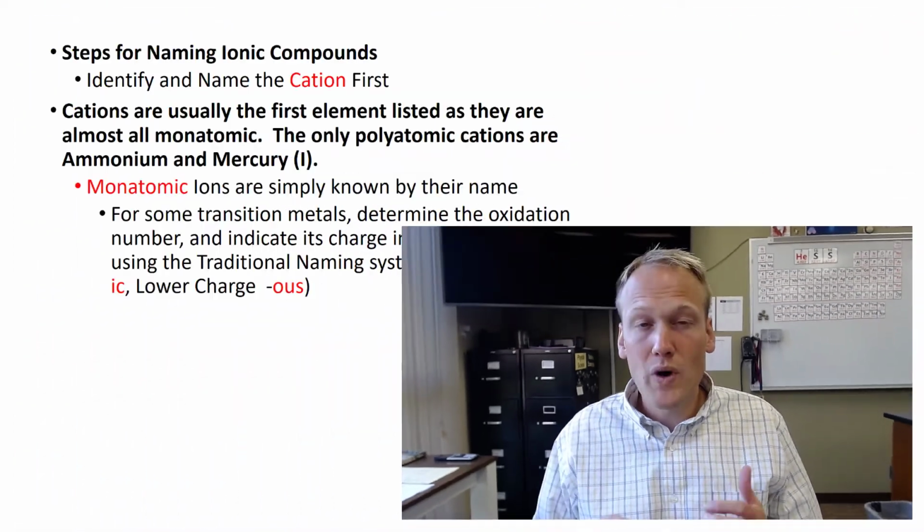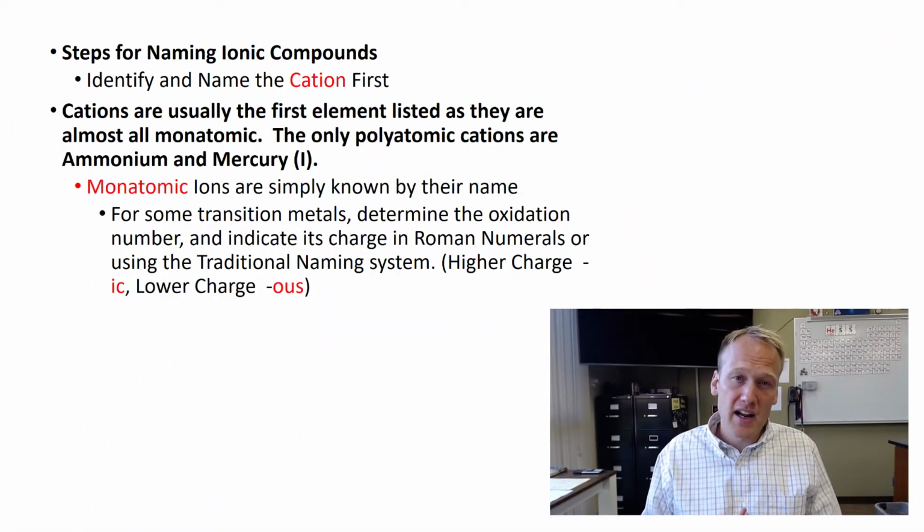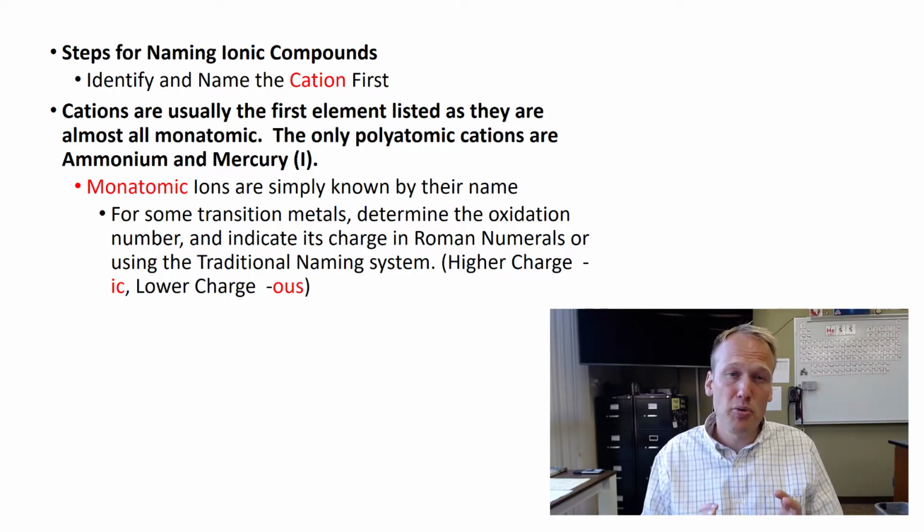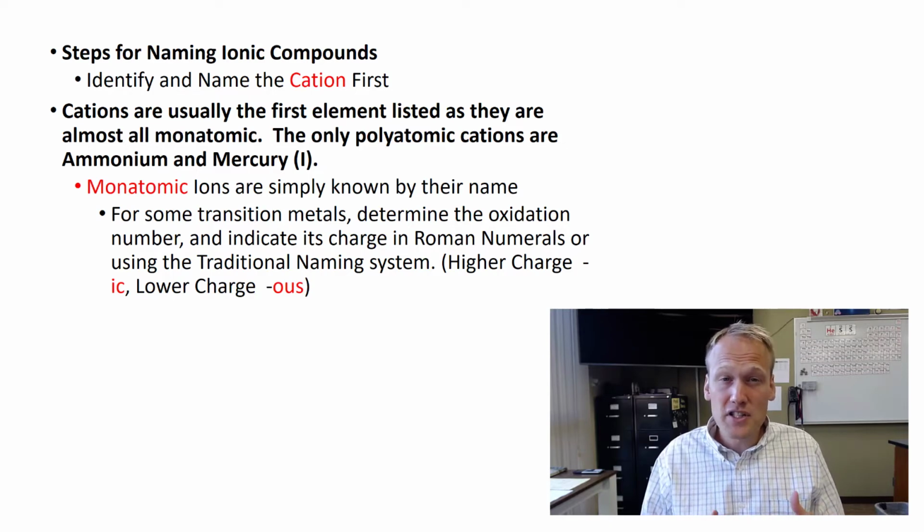Let's get started. When we're looking at a formula of an ionic compound, hopefully you're starting to recognize that it's broken down into two parts, the cation and the anion. When naming, the first thing we do with the cation is just name it. Cations are typically an element, so if the cation is lithium, we would just write lithium. There are only two polyatomic cations, ammonium and mercury 1.